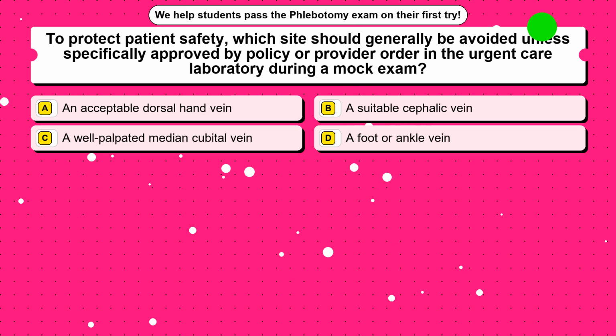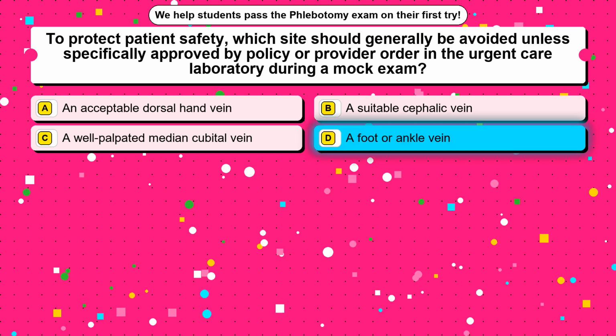Question 24. To protect patient safety, which site should generally be avoided unless specifically approved by policy or provider order in the urgent care laboratory during a mock exam? Option A. An acceptable dorsal hand vein. Option B. A suitable cephalic vein. Option C. A well-palpated median cubital vein. Option D. A foot or ankle vein.